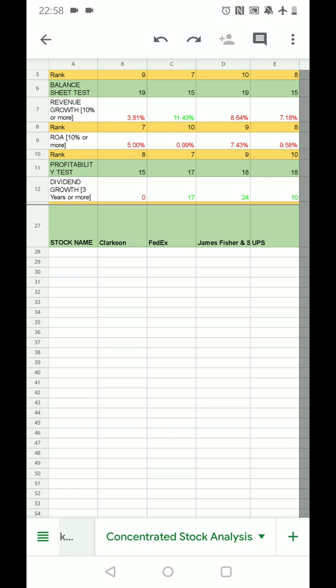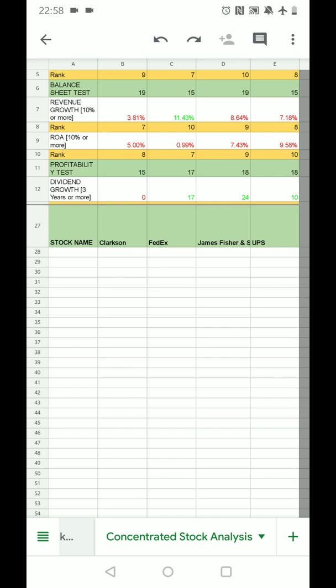So at the top we have James Fisher with 24 years of growing its dividend year over year. That is seriously impressive. Then next we have FedEx with 17 years of growth year over year. Then UPS in third with 10 years of growth year over year. Clarkson hasn't grown its dividend at all.